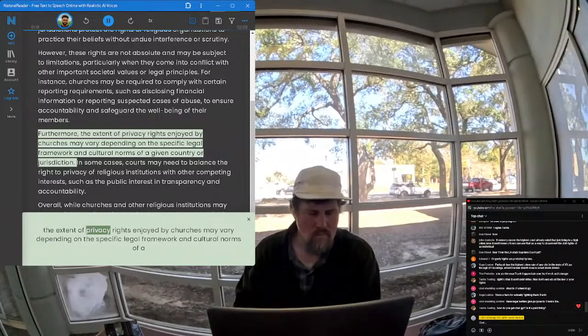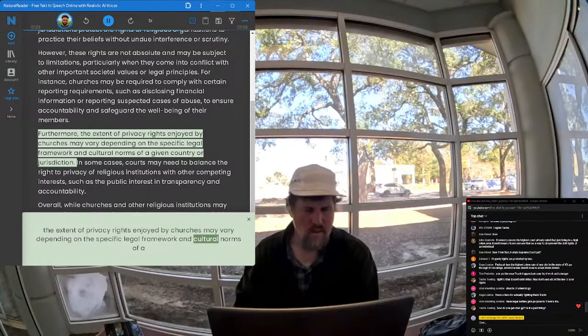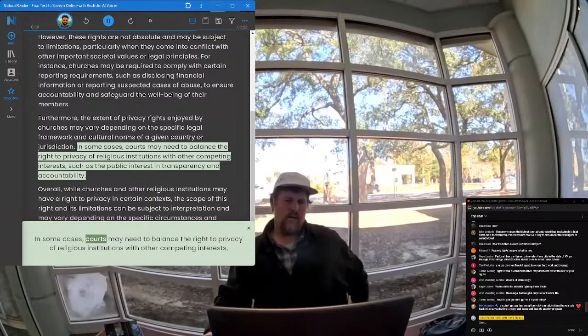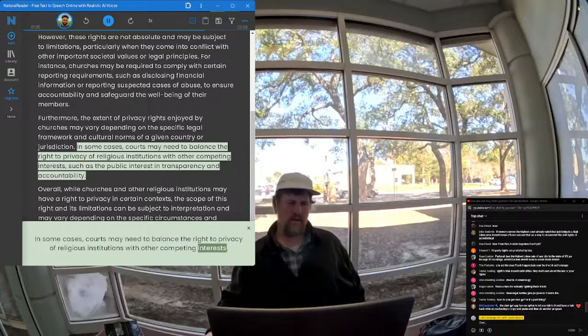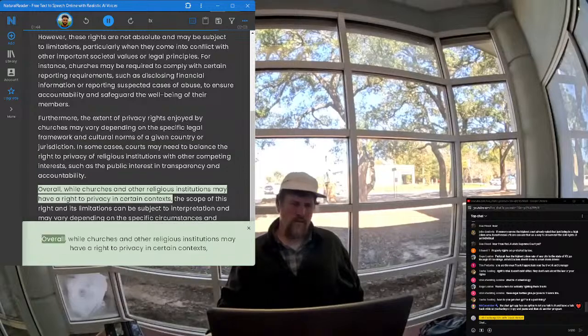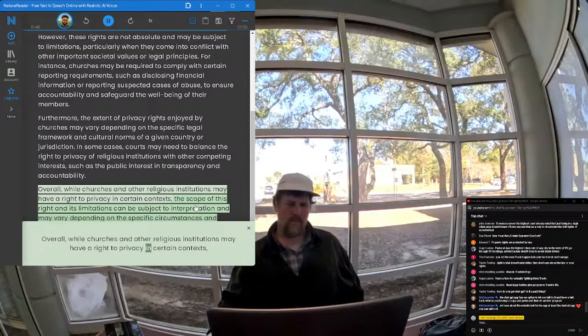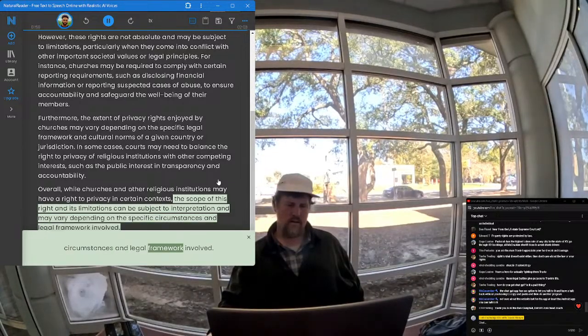Furthermore, the extent of privacy rights enjoyed by churches may vary depending on the specific legal framework and cultural norms of a given country or jurisdiction. In some cases, courts may need to balance the right to privacy of religious institutions with other competing interests, such as the public interest in transparency and accountability. Overall, while churches and other religious institutions may have a right to privacy in certain contexts, the scope of this right and its limitations can be subject to interpretation and may vary depending on the specific circumstances and legal framework involved.